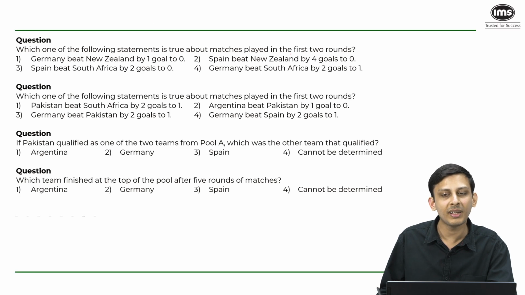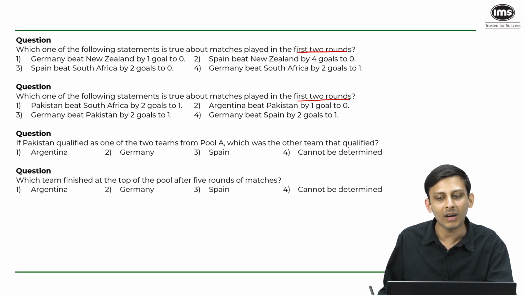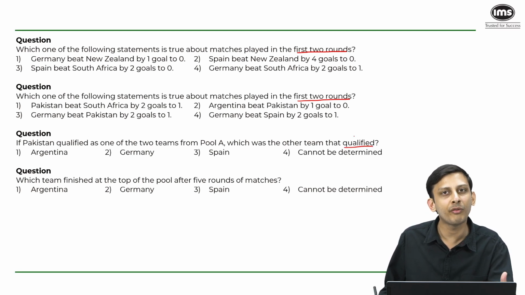If you look at the questions, we can see that the first 2 questions are just about the first 2 rounds. Then the next 2 questions are about the further rounds with respect to qualification, for which all the rounds will take place. And after the 5 rounds of matches, so this is also all the rounds. We should also remember that the table is only for the first 2 rounds. So in our solution, first we'll focus on the first 2 rounds and solve the first 2 questions. Then we will come to the additional information about the later rounds for the remaining 2 questions.